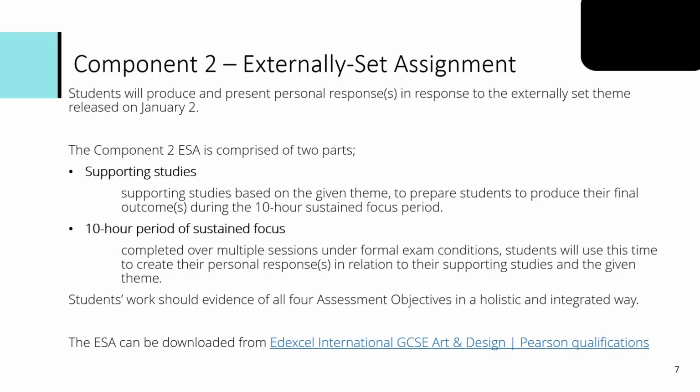Students will use this time to create their personal response or responses in relation to their supporting studies and the given theme. Students' work should evidence all 4 assessment objectives in a holistic and integrated way. The externally set assignment represents the culmination of the whole International GCSE course, as it allows students to draw together the knowledge, understanding and skills they have developed throughout Component 1.